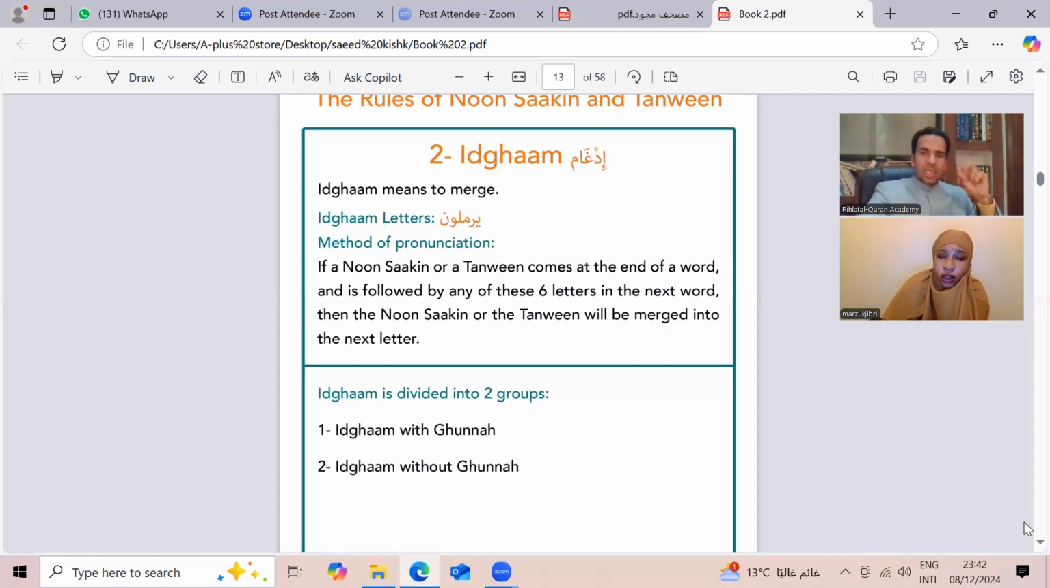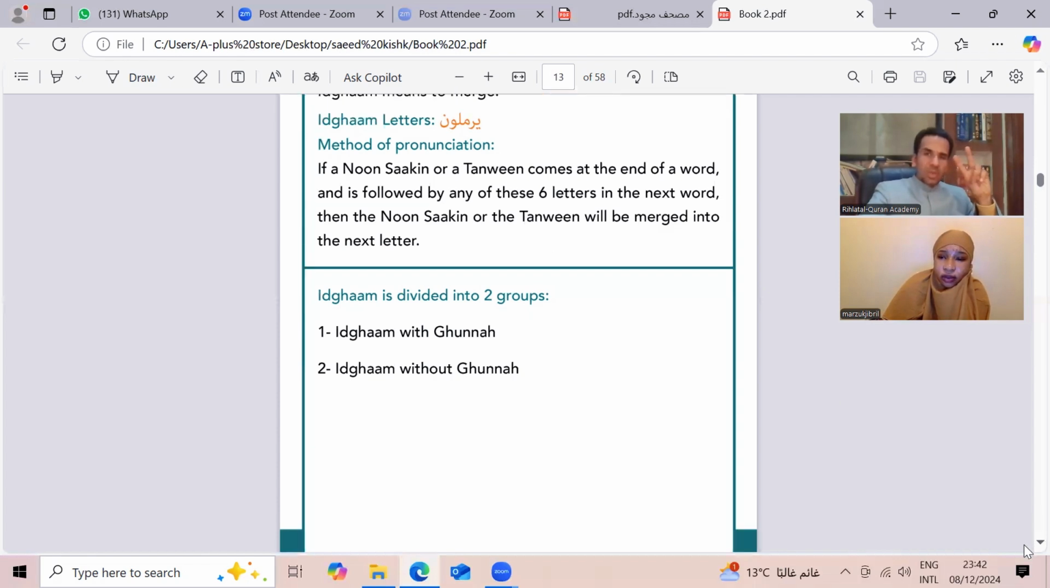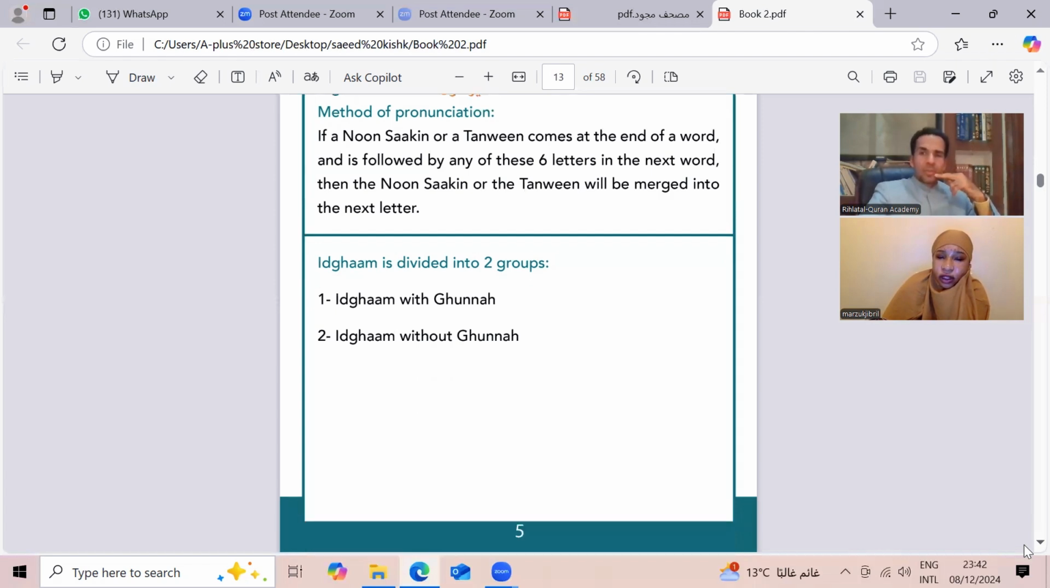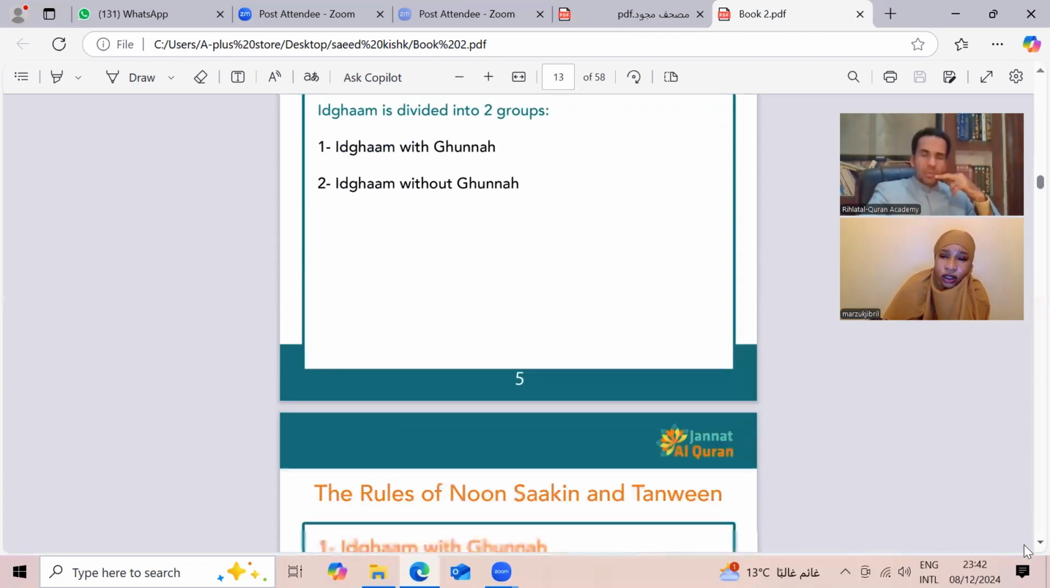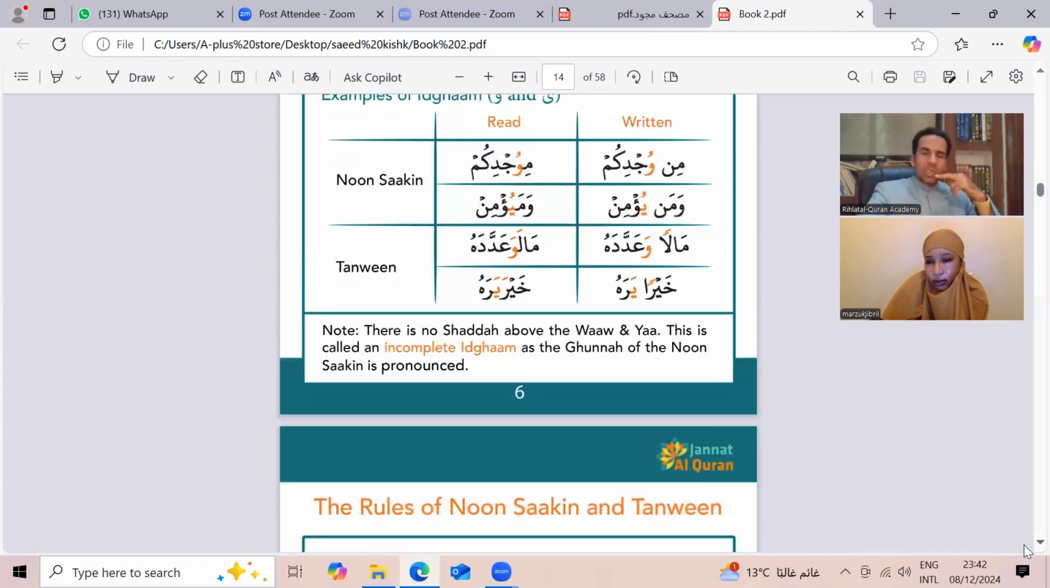Okay. Let me change it into types, ya Rahma. What are the types of idgham we have? We have Idgham with Ghunna and Idgham without Ghunna. What does ghunna mean? Pardon? What does ghunna mean? Idgham with ghunna and idgham without ghunna. What does it mean? It means merging with nasalization and merging without nasalization, right?